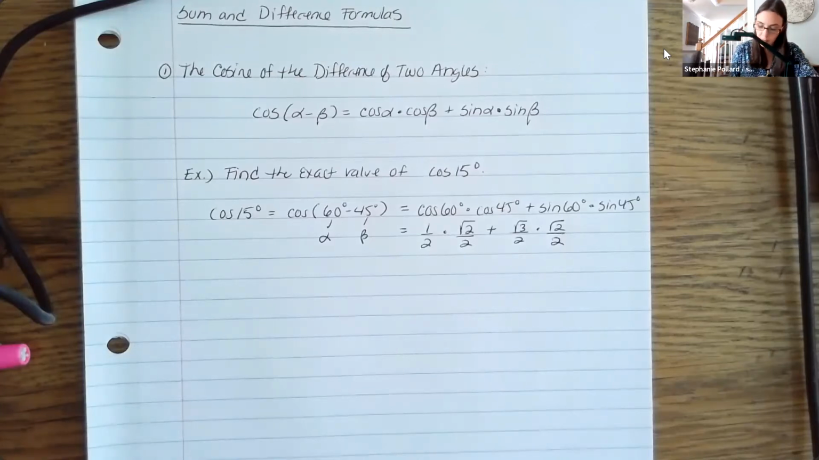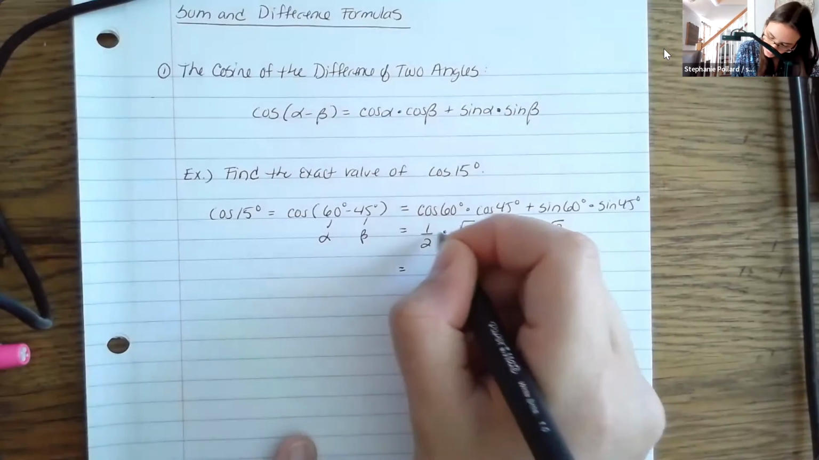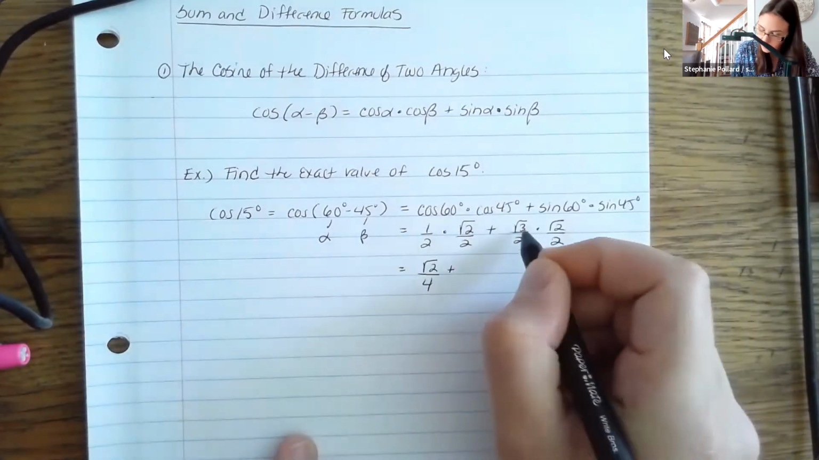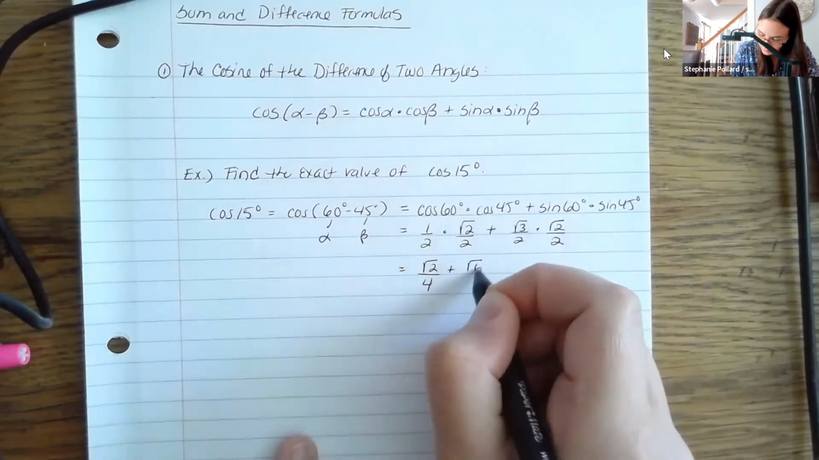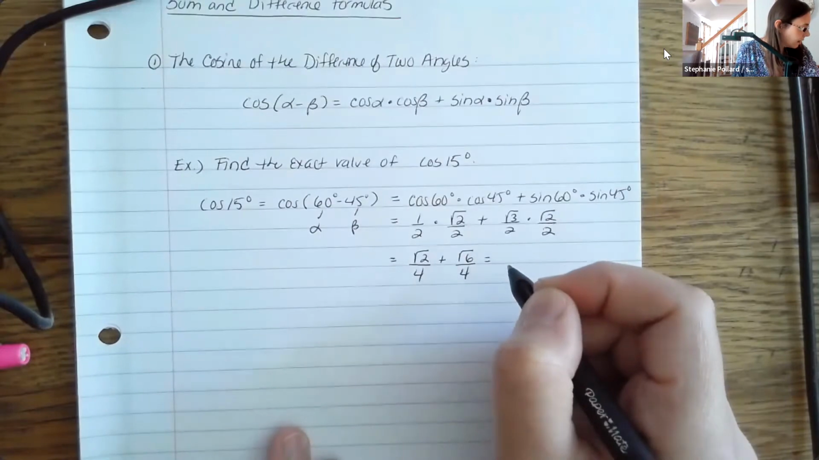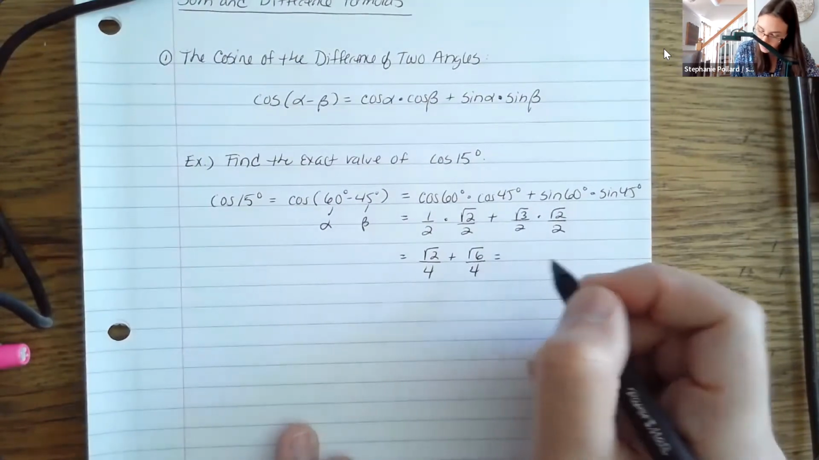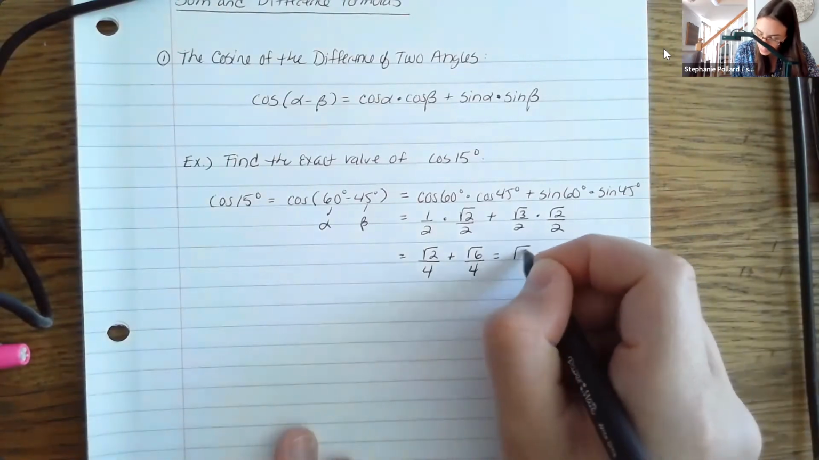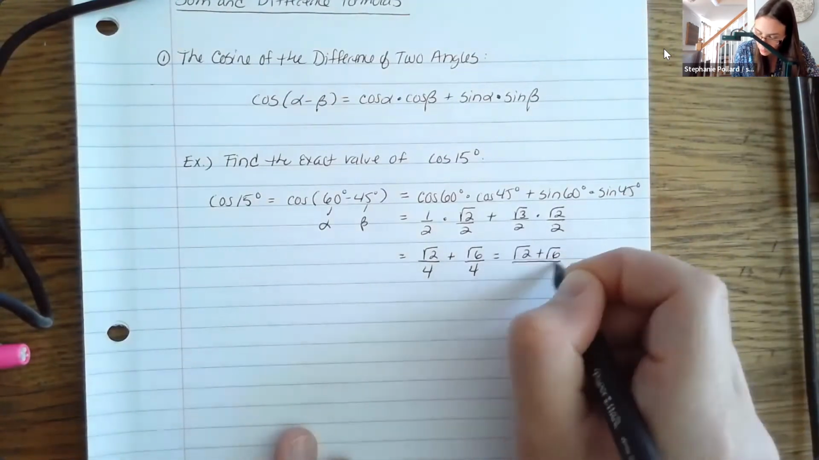So I'm going to do a little bit of multiplying here. 1 times root 2 is just root 2. 2 times 2 is 4. Here, root 3 times root 2 is root 6, also over 4. So what I do is I can put a plus sign there. So I can go ahead and simplify a little bit. So I have root 2 plus root 6 all over 4.